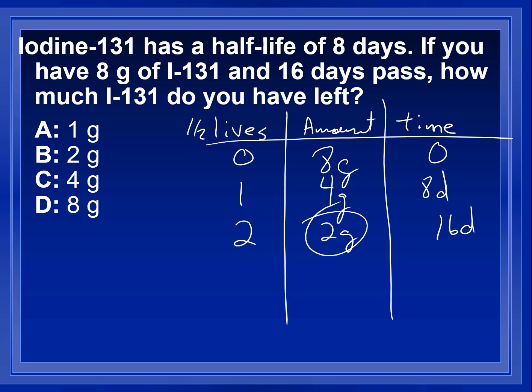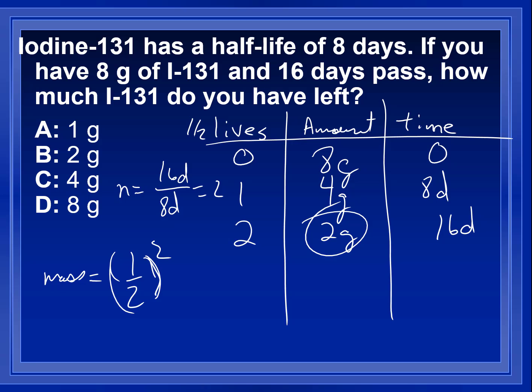Now, equation, the mass remaining equals 1/2 to the n. Well, I've got to figure out n. N is 16 days of time over 8 days of a half-life. It's 2. Times the starting amount.